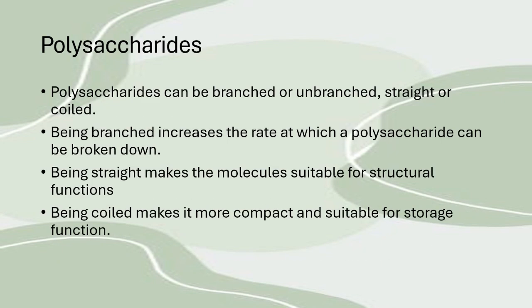So now focusing on polysaccharides. Polysaccharides can be branched or unbranched, straight or coiled. Being branched increases the rate at which a polysaccharide can be broken down. Being straight makes the molecules suitable for structural functions, and being coiled makes it more compact and suitable for storage function. So that's the different distinctions you have between these words, and it's a good way to visualize it to make your understanding of the topic easier.